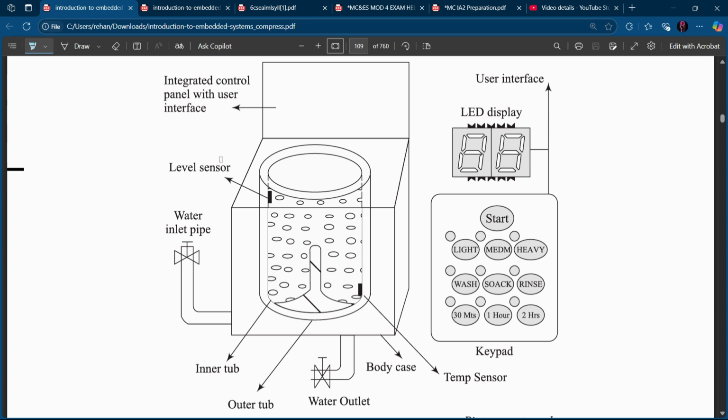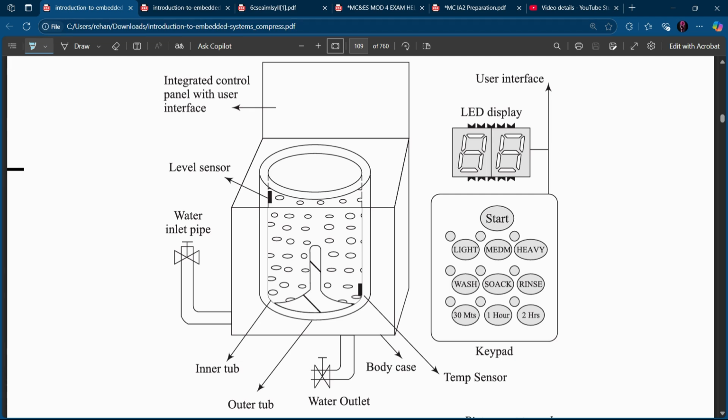This is basically the functional diagram which you have to remember. Take a screenshot or whatever you want to do, or pause and draw it down. If they ask about the functional diagram, you have to draw this. It's very simple: you just have to draw two cylinders and one rectangle or cuboid box, fill it with water and some motor shapes, basic things.